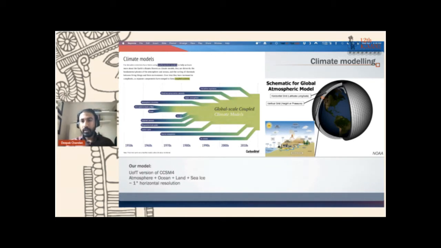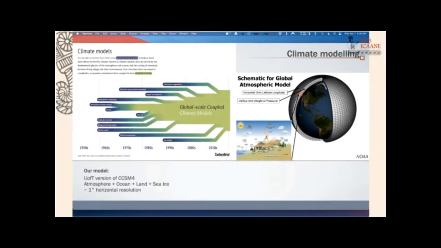So in this figure on the right, you can see that the atmosphere is broken up into horizontal grids and in the vertical grid as well. And this is done obviously not just for the atmosphere, but for the ocean as well, and for the land and all of its components.